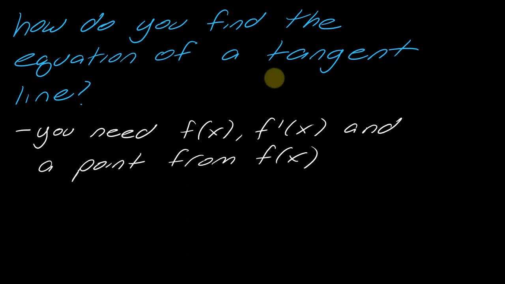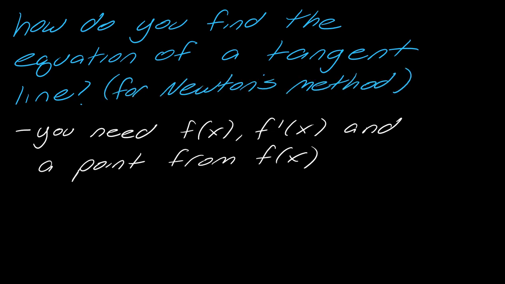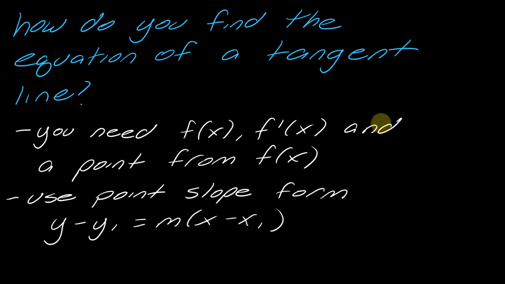So I've kind of modified this tangent line. Maybe I'll just write this for Newton's method. Okay, so you need this information, and then after you have this information, you can use the point slope form with this information. So what I want to do now is rewrite this point slope form, but use this notation.